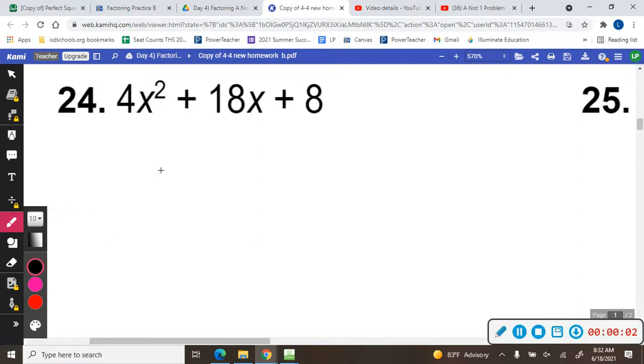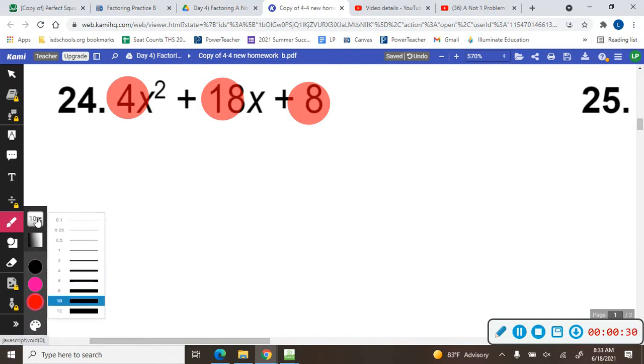So now we're going to try to factor 4x squared plus 18x plus 8. Now, first thing I notice is that 4, 18, and 8 have a GCF. So if I were to do the slide and divide on this, I would actually get the wrong answer because you must take out the GCF first.